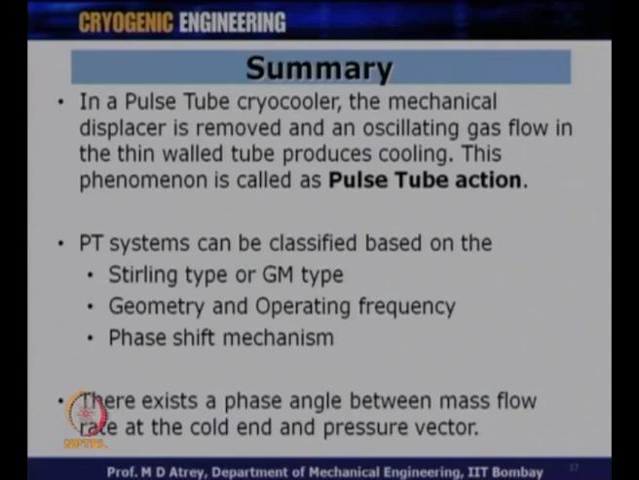What we also understand is that there exists a phase angle between the mass flow rate at the cold end and the pressure vector, and this is what we derived in greater detail, to understand why this theta appears between m dot c and the pressure vector, and because of what parameters this theta appears.